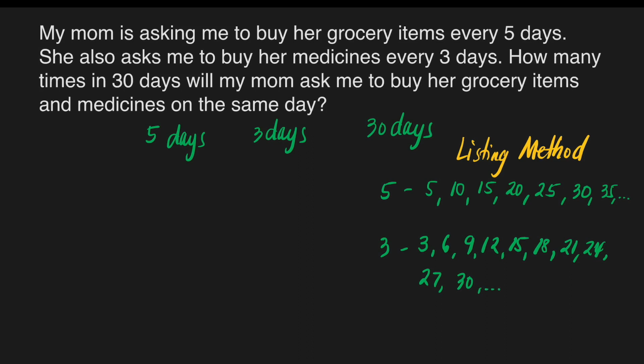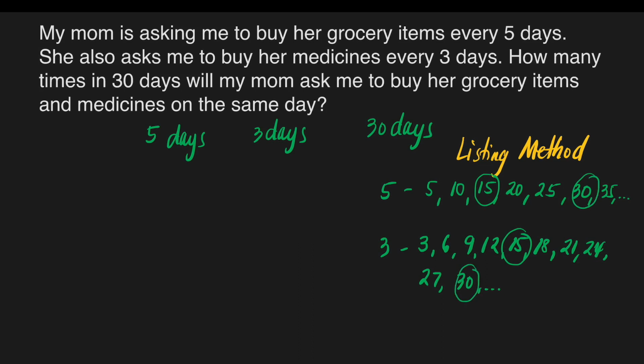Now, let's identify the common multiples of 5 and 3. We can see here that we have 15 and 15, then we also have 30 and 30. We can say that 15, 30, 45, 60 are the common multiples of 5 and 3, but we have to consider the least among those common multiples. The least among the common multiples of 5 and 3 is 15. So the LCM of 5 and 3 is 15.